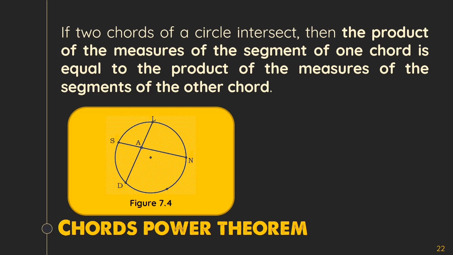In the figure, segment SN and segment LD are chords. Segment SN is composed of segment SA and segment NA, while segment LD is composed of segment DA and segment LA. Illustrating the chords power theorem, the product of the measures of segment SA and segment NA is equal to the product of the measures of segment DA and segment LA.